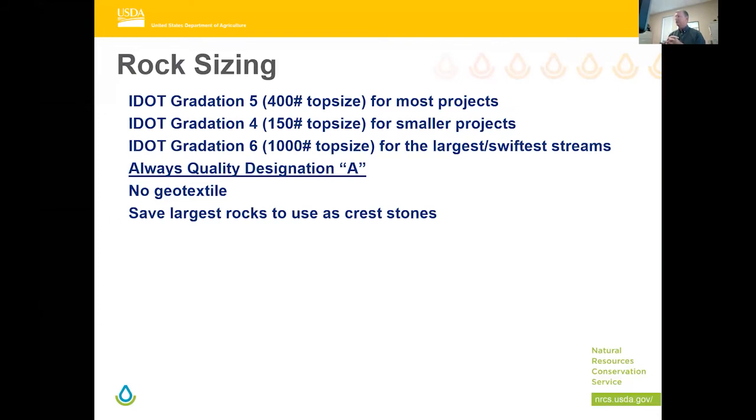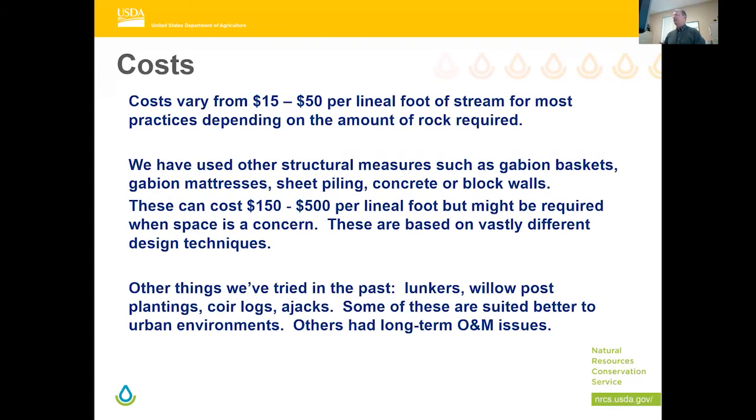We always want quality designation A, which means it doesn't have a lot of chert and different seams in it that can break apart with a lot of freeze thawing action, because these are subject to a lot of freeze thawing, and you want the best grade riprap you can get. We don't use geotextile. It's not necessary in this case. We want to place the riprap in places where it won't get undercut. And once again, we'll use the largest rocks to form the crest stones, either in a riffle or stream barb or something like that.